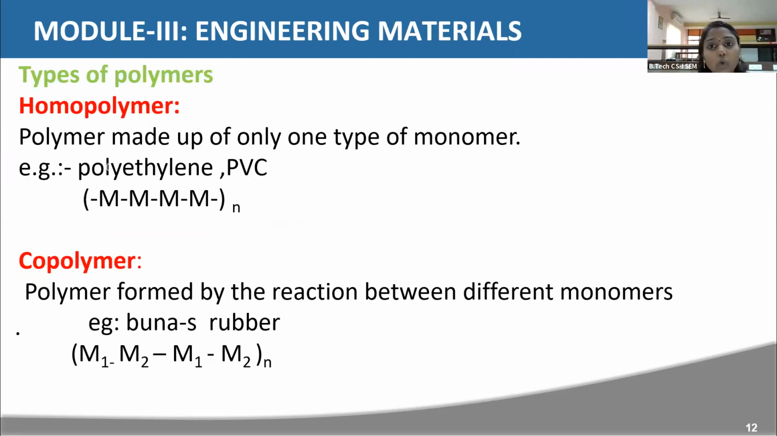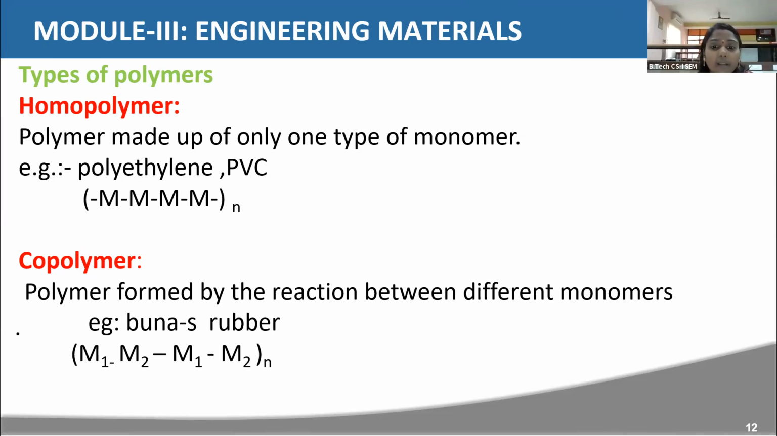Types of polymers: homopolymer and copolymer. Homo means same type: a polymer made up of only one type of monomer. Examples are polyethylene and PVC. What is the full form of PVC? Polyvinyl chloride. Super. So a homopolymer is made up of only one type of monomer. Examples are polyethylene and PVC.